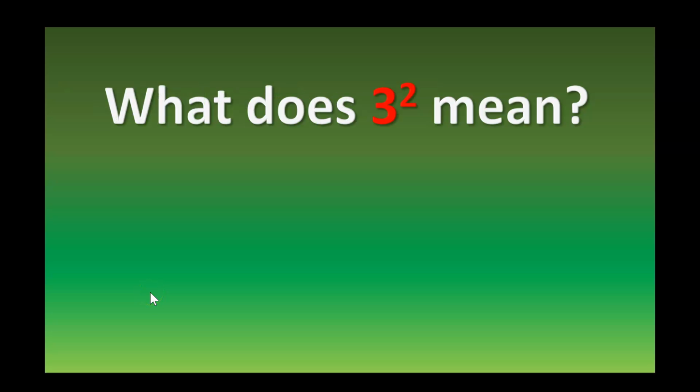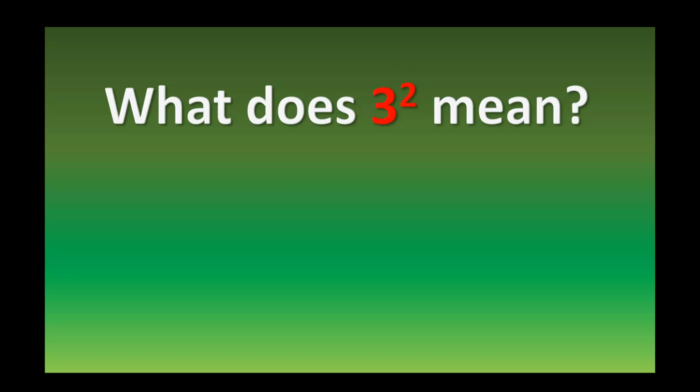What does 3 to the second power mean? We learned this last week. This is an exponent form. What it means is we're going to take the big number, our base, in this case 3, and we're going to write it down this many times, in this case twice.